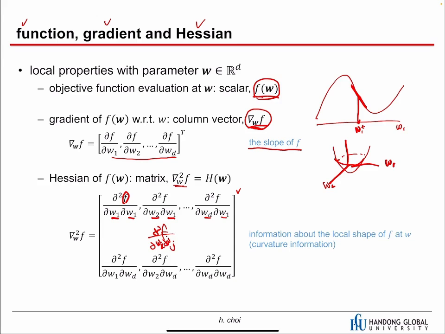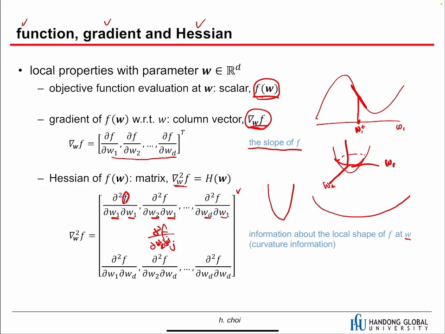And this Hessian matrix provides information about the local shape of function f at the current parameter w, which is curvature information. Which means if the function is really sharp, then the Hessian has a big number, but if the shape is wide, then the curvature is small, so the Hessian value is small. Based on this Hessian matrix, we can figure out what kind of shape we have.